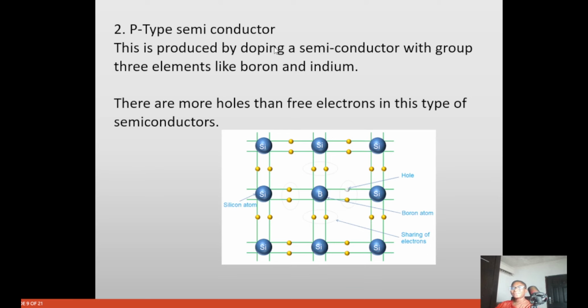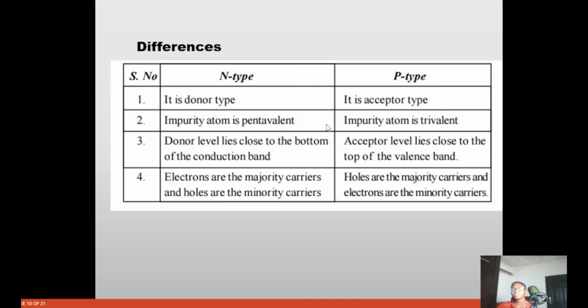While we have the P-type semiconductors, this is produced by doping a semiconductor with group 3 elements like boron and indium. N-type was produced by doping with group 5. There are more holes because this is positive. Holes are the positive charge carriers. There are more holes than free electrons in this type of semiconductor. So these are just the differences.